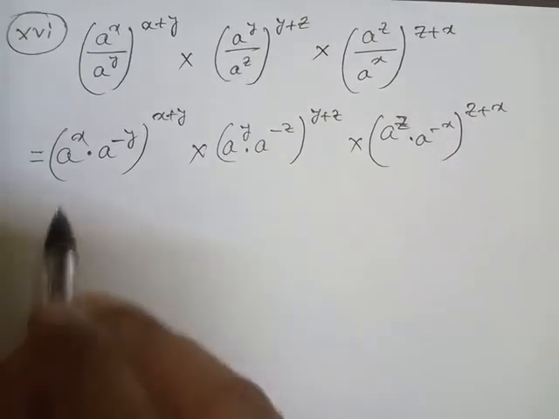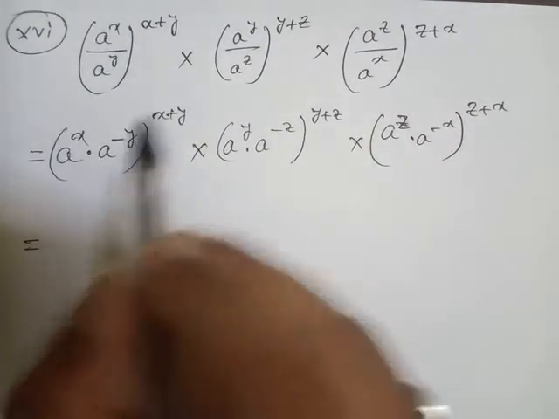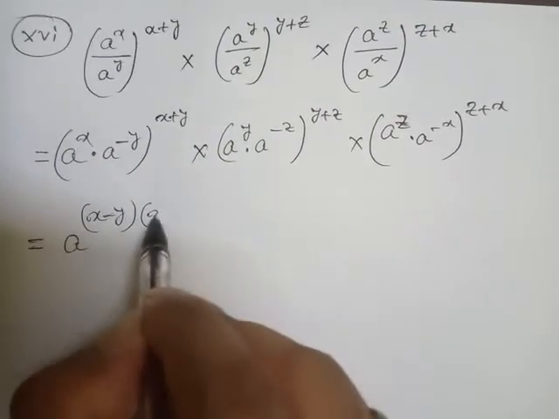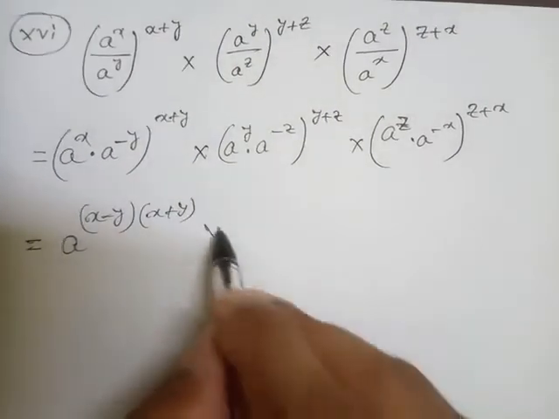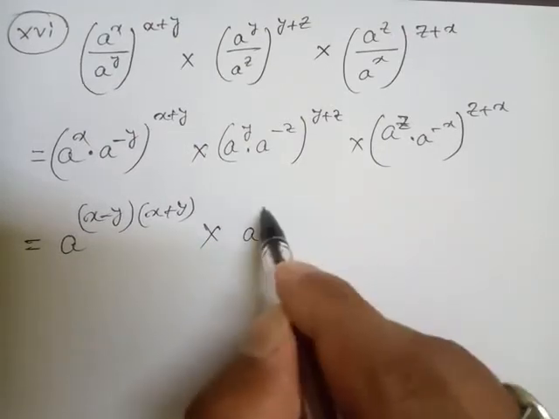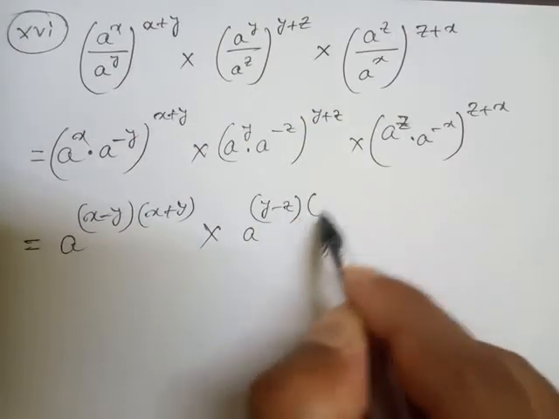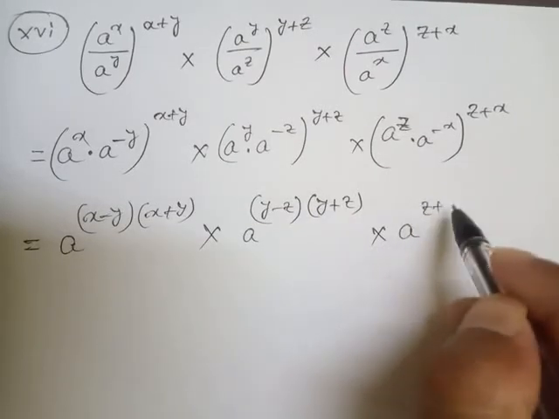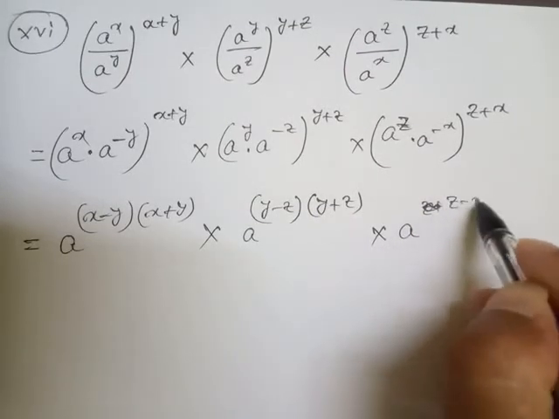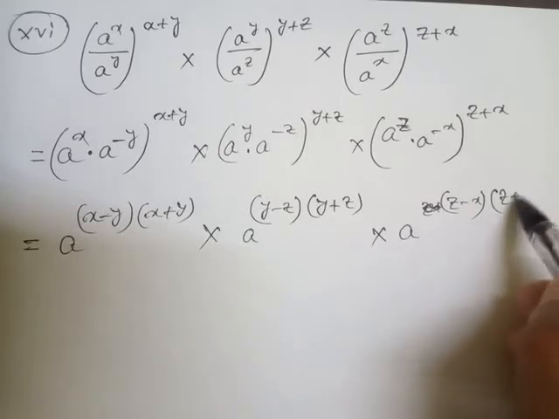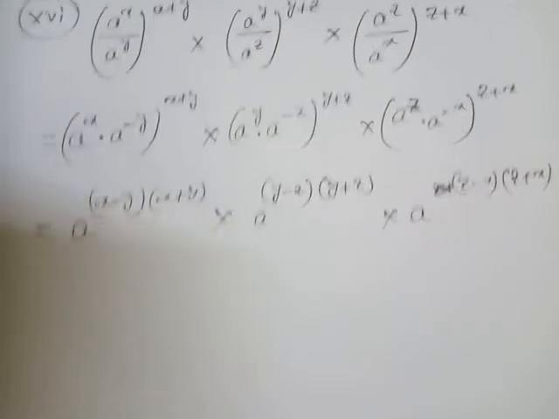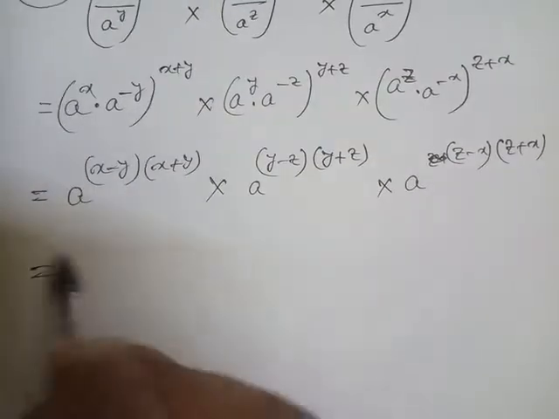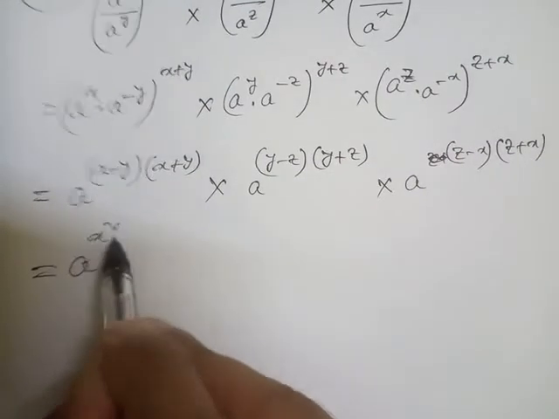Now look, after that base same power should be added. So x minus y and x plus y, base same power should be added here, y minus z and y plus z. Base same power should be added, z minus x, then z plus x here. Now look, again using the formula that a to the power x square minus y square.